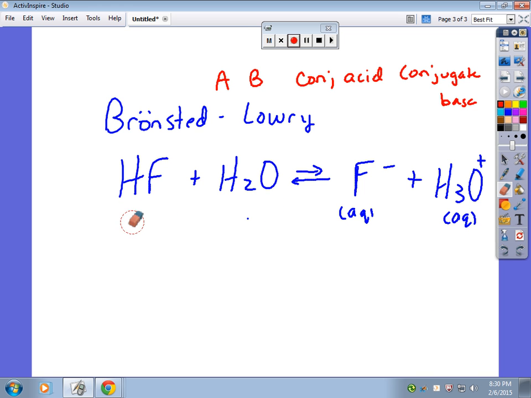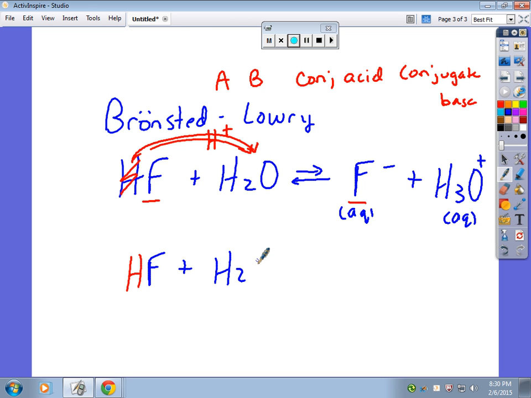Well, ask yourself, on this side, my reactant side, what had to happen here? Didn't an H+ have to get tossed here? Because if an H+ gets tossed, then all you're left with is fluorine, right? If this H goes away and attaches itself to this water, then what do you have? H3O+. So I have H and I have F. H2O makes fluorine plus H3O+.